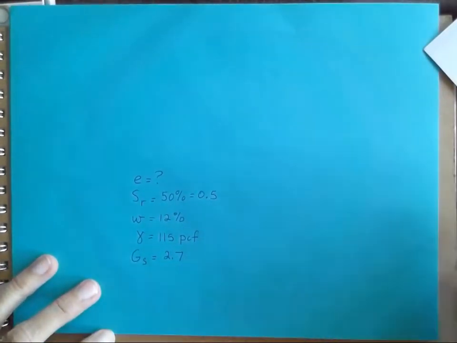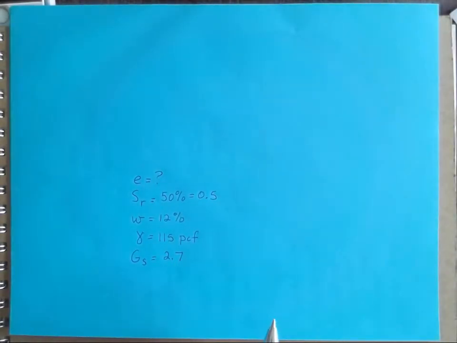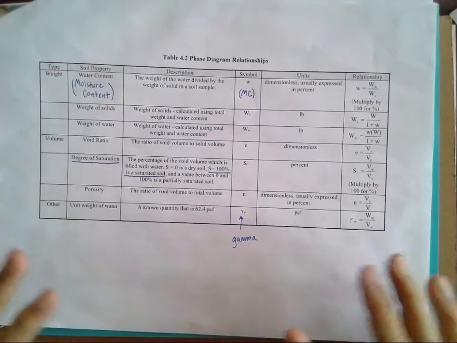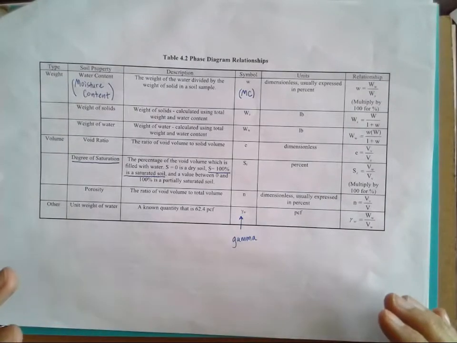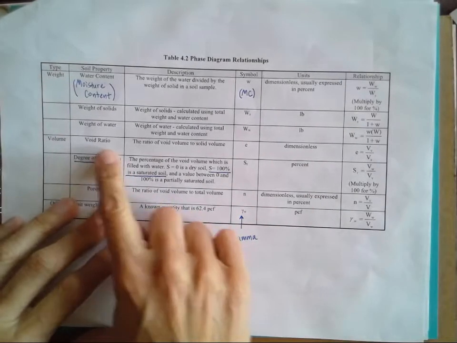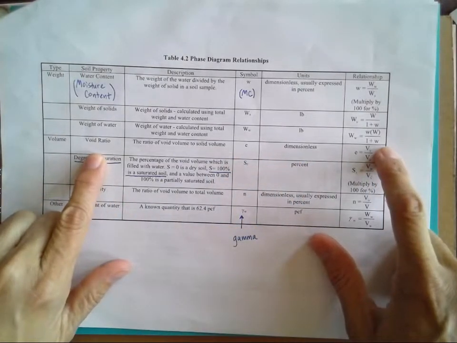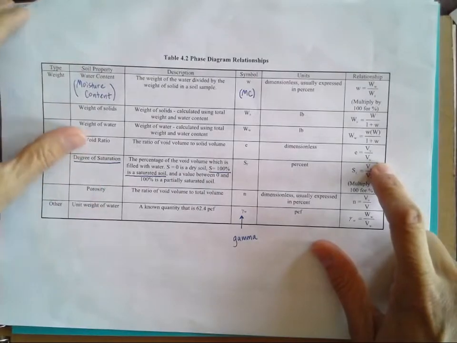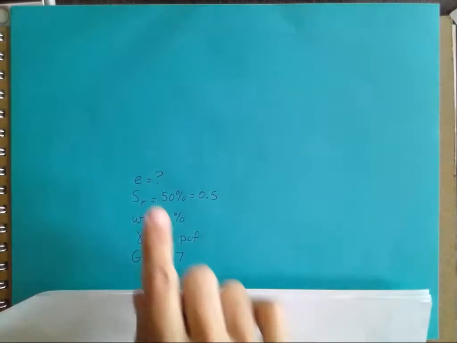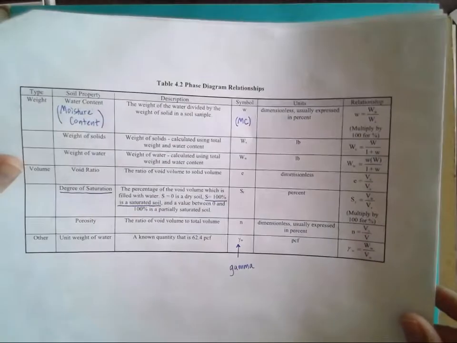So basically, knowing that I don't need to use a phase diagram to solve this, I'm going to go back to my phase relationship table and just see what kind of relationships I can find with void ratio. Here's the first one: the void ratio is the ratio of the volume of the voids to the volume of the solids. Well, I don't know anything about the volume of the voids or the volume of the solids, so that relationship is not going to get me very far.